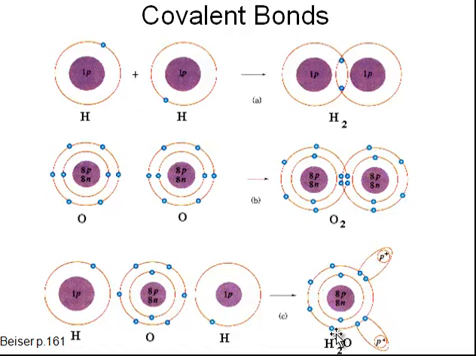Counting the electrons for the oxygen atom, here goes 1, 2, 3, 4, 5, 6, 7, 8. He's got 8 in the outer shell, he's happy. All right, so that's a covalent bond.